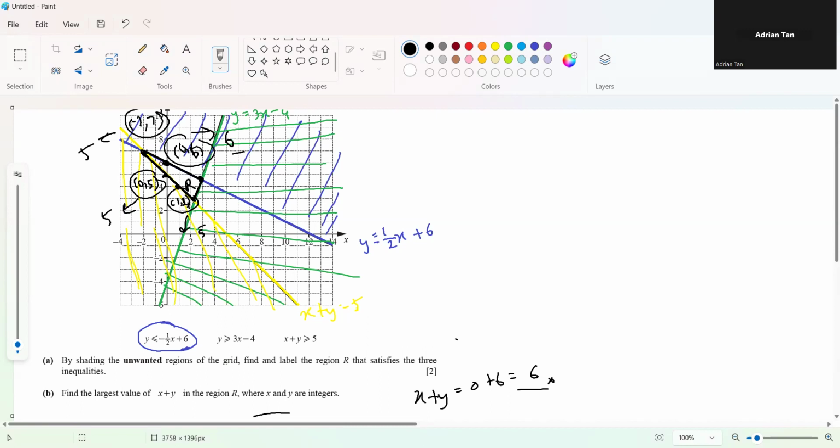Actually, come to think of it, there's actually one more that I didn't realize. This is actually here. This coordinate there is 2, 5, I think. Yeah, that's larger. So 2 plus 5 equals 7, right? So that's one more larger. I just missed it out. So carry on to the next question.